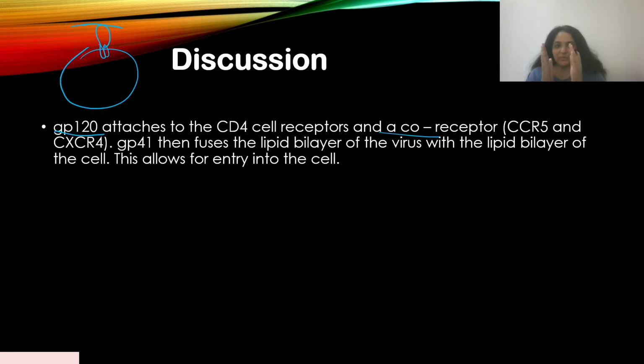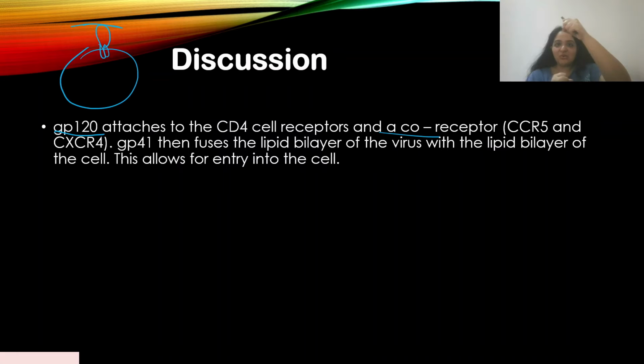Okay, now once GP120 attaches, the head attaches to the CD4 receptor, there are co-receptors also present in those CD4 cells. Okay, now there are different types of co-receptors. I'm just giving you the names, CCR5 and CXCR4. But don't worry about all that. CCR5 is usually present in macrophages, CXCR4 is present in T helper cells, but don't worry about all that. Okay, so once GP120 goes and attaches to the CD4 receptor, another arm from GP120 also attaches to the co-receptor.